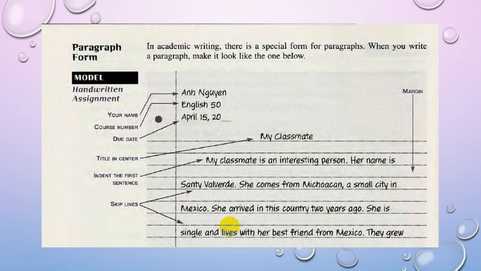Now let's move to paragraph form or format. In academic writing, there is a special form for paragraphs. في الكتابة الأكاديمية عندنا فورمة خاصة لكتابة الparagraphs. When you write a paragraph, make it look like the one below. هذه جدا مهمة, حاولوا تستغلوها.